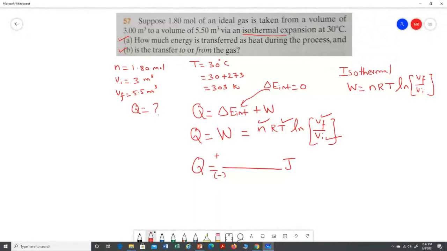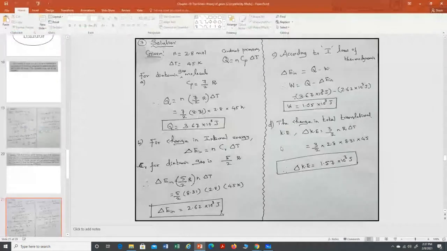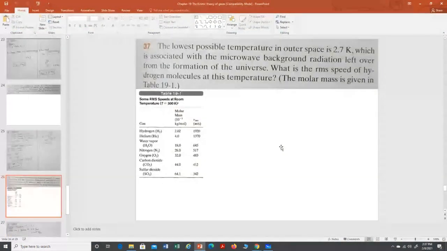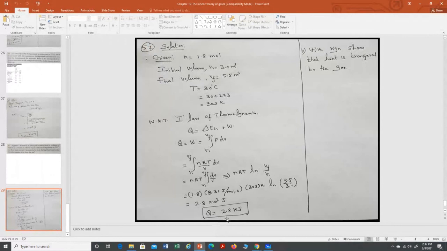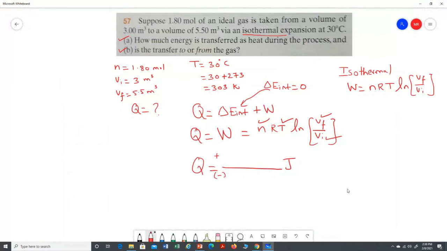So maybe I think we got a positive answer. Better I can just open the slide. What answer did we get for the last question? We got positive or negative? Positive. So what should be the answer? To the gas or from the gas? If it is negative, from the gas. Clear? So what should be the answer for the second part? The second part is heat is transferred to the gas.